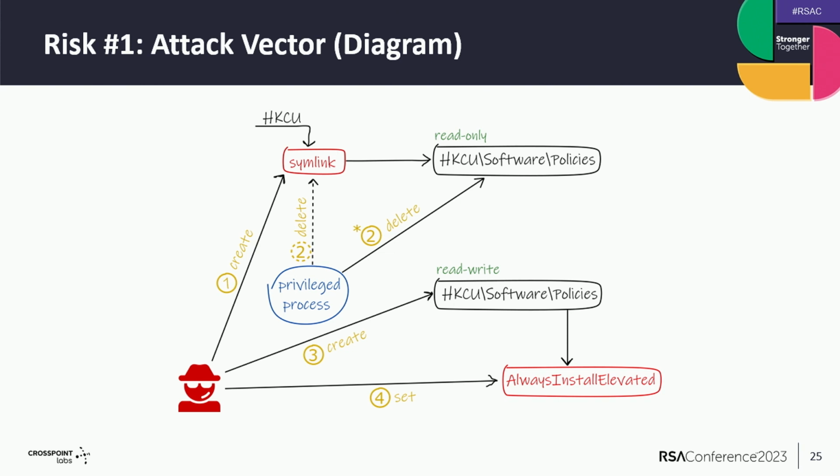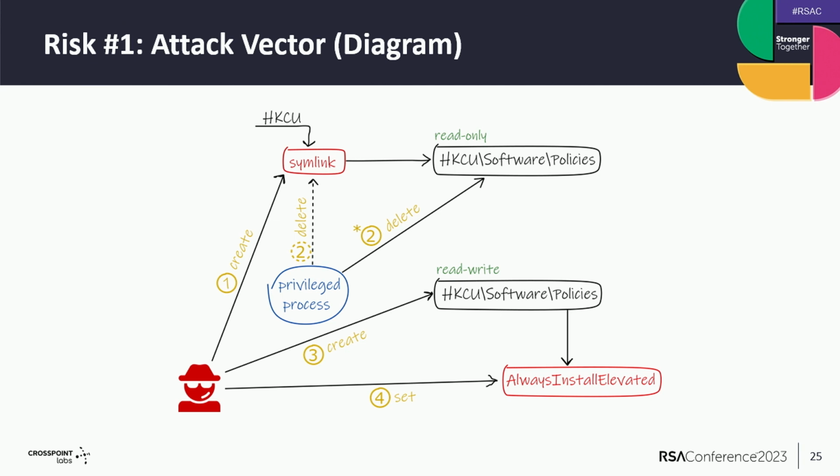And then they will either wait for that privilege process or trigger it for it to delete that location, including the symlink. And the symlink would be pointing to the current user software policies, which by default is a read-only policy registry key. Now, the privilege process would be thinking that it's deleting that symlink key, but in reality, it will be deleting what it is pointing to, which is the policies key.